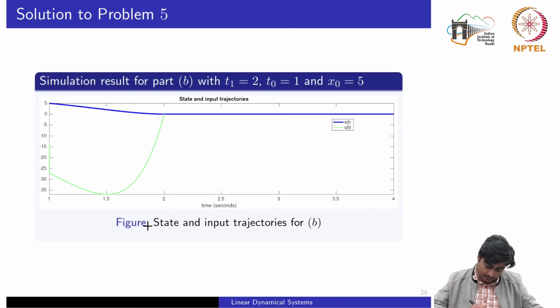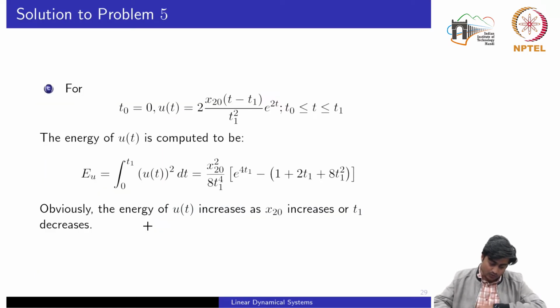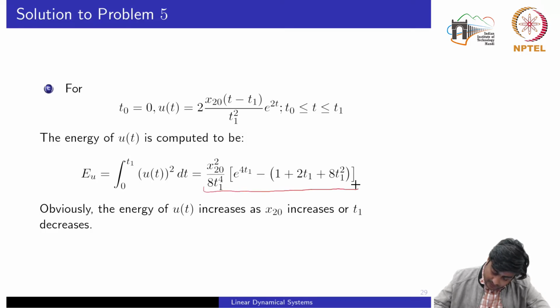So let's see. For t0 equal to 0, we already have the control input which we have computed. And if I compute the energy from 0 to t1, because after t1 it would be 0, and compute this finite integral, we get this formula in terms of t1 and x20.